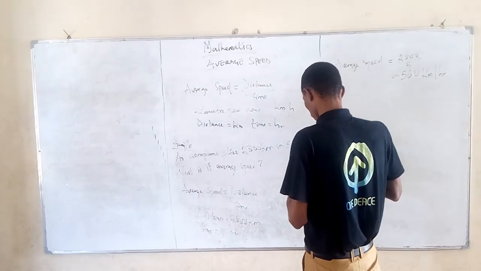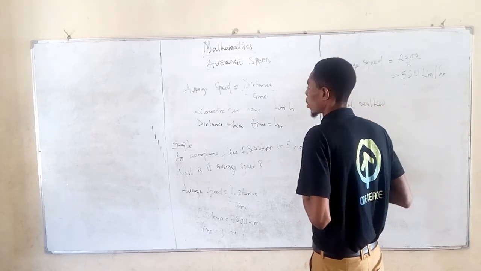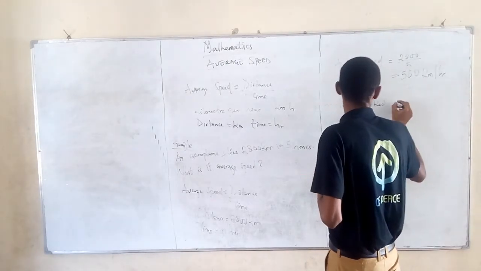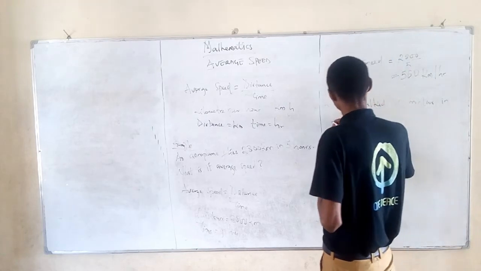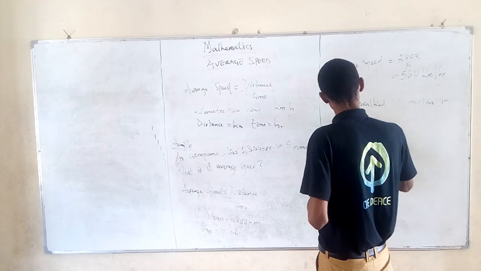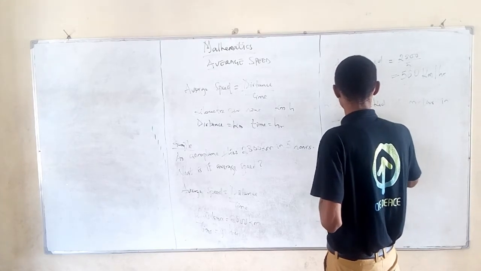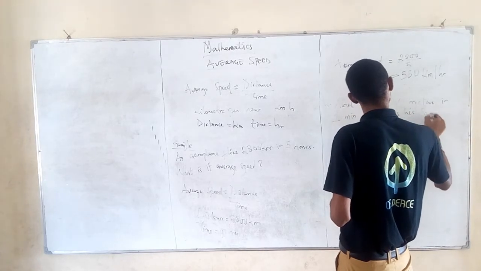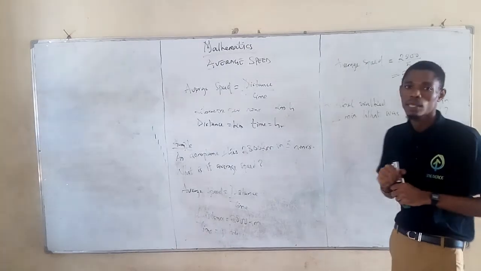Okay, example 2. Abel walked 90 meters in 1 minute. What was his speed? Now let's try to calculate the speed for this journey.